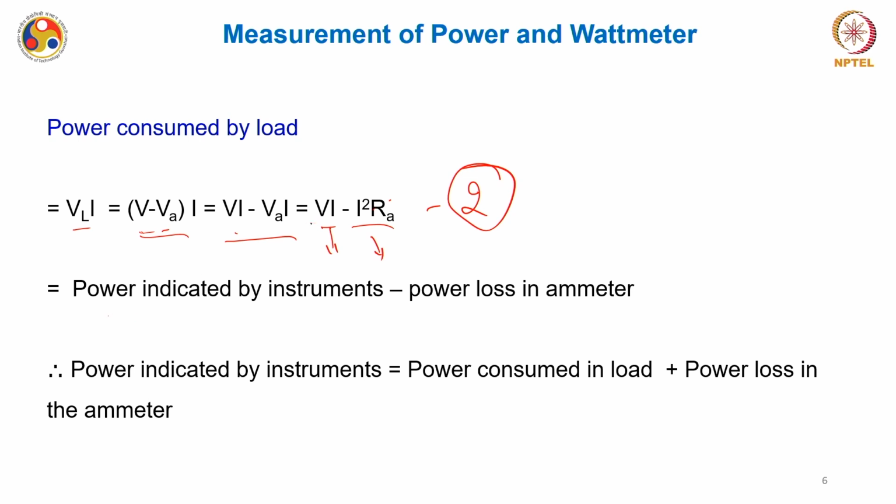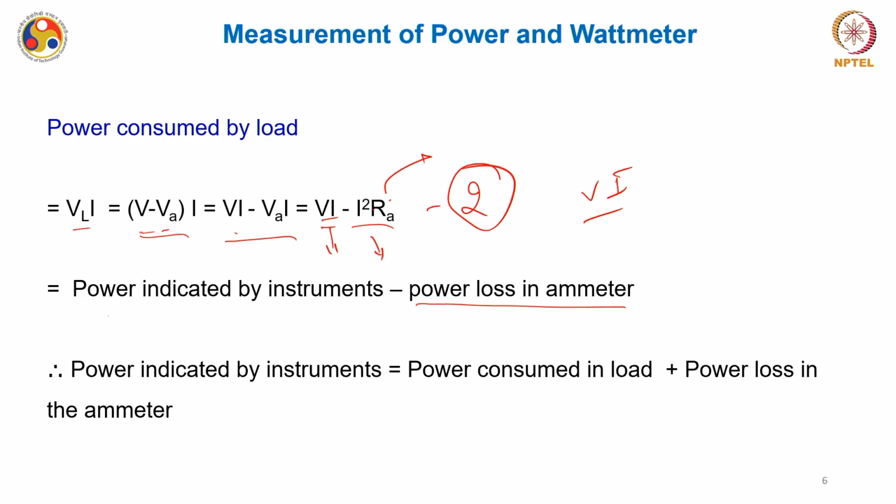So this is VI, the power which is indicated by the instrument, and this is the power loss in the ammeter, this I squared Ra. So we know that power is given as V into I, or it can also be written as I squared Ra, depending on what form you are using.